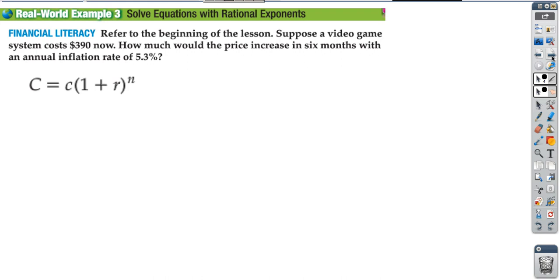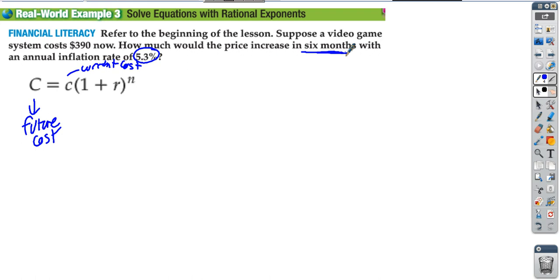Okay. Let's do this kind of word problem right here. So here's a formula that basically tells you the cost increase for a video game. You have a video game system that costs $390. And these variables, by the way, C represents the future cost. They told us this at the beginning, but it's not labeled here. That's the future cost. This is the current cost. The R stands for the rate, which they're telling us right here. And the N is going to stand for the number of years. So in this case, 6 months is actually 1/2 of a year.